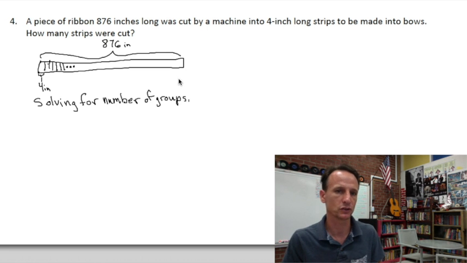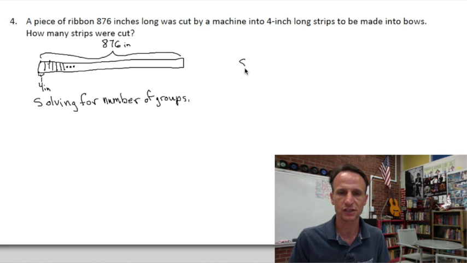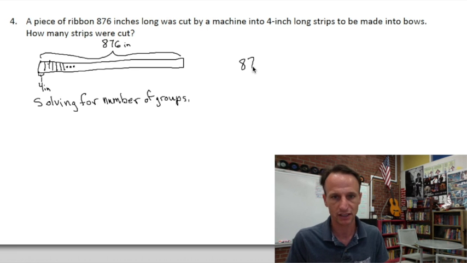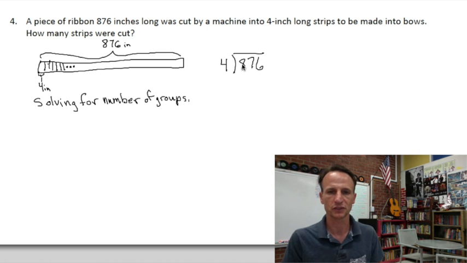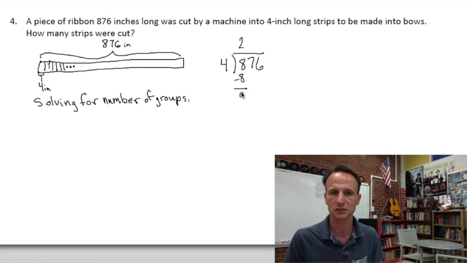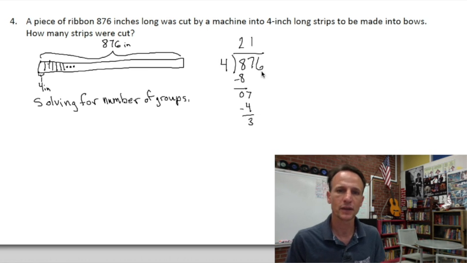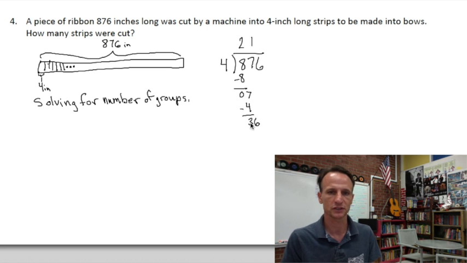Okay, so let's go ahead and do the math. You can see it's division because just like we did in our drawing, we're actually cutting it up, physically dividing it. 876 inches divided into 4-inch strips. So how many 4s in 8? There are 2 because 2 times 4 is 8. Subtracting, of course, we get 0. Go to the tens. There are 7 tens. How many 4s in 7? There is 1 because 1 times 4 is 4. Subtracting, we get 3. Am I going too fast for you? I can go slower. And we have 6 ones to divide here, so 36 ones altogether.